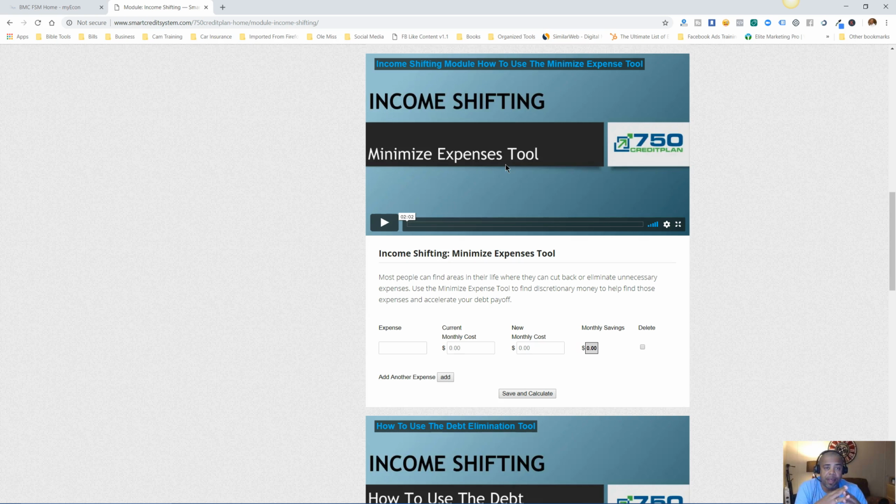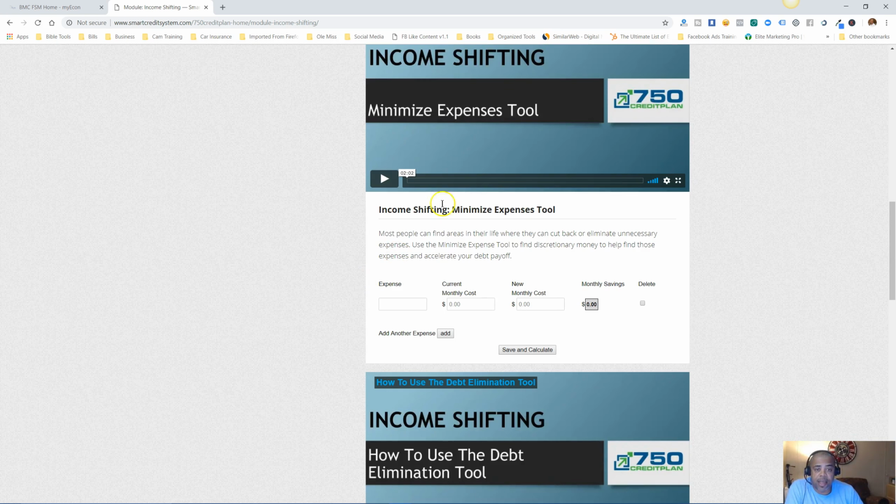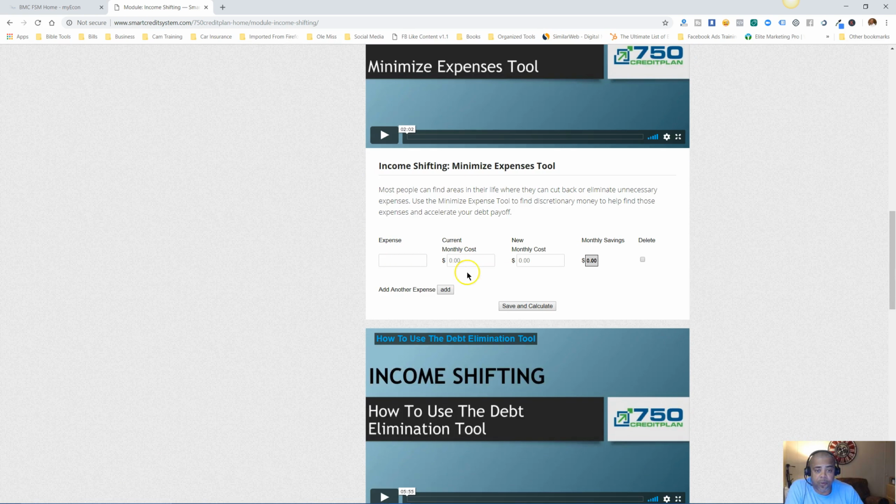Can you get a cheaper plan? Things like that. You can look at it that way. What can you do to save on electricity in your house that's going to put more money back into your paycheck? Okay, so it explains it here, and it actually has a tool here that you can work with.